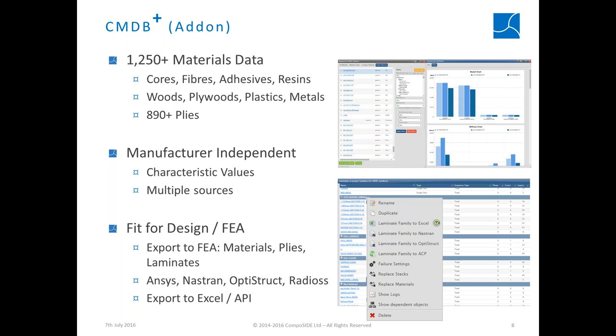It's important to understand that those 1,000 plus materials are all fit for design and FEA. That means that you're able to perform all your needed calculations with the data sets that are provided. There are no missing properties that will stop you from performing your engineering activities. Alongside those, there are options to export materials, plies, and also laminates to CAD or finite element analysis software, namely ANSYS, Nastran, Optistruct, and Radioss, with native export files. Alternatively, there is always the favorite Excel file and API, which allows you to connect directly to the CompoSIDE database and create your own scripts and formats.